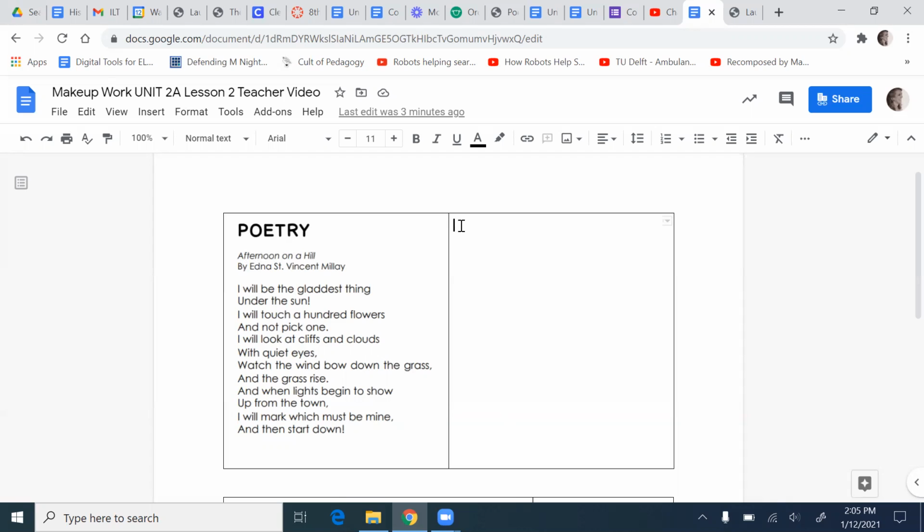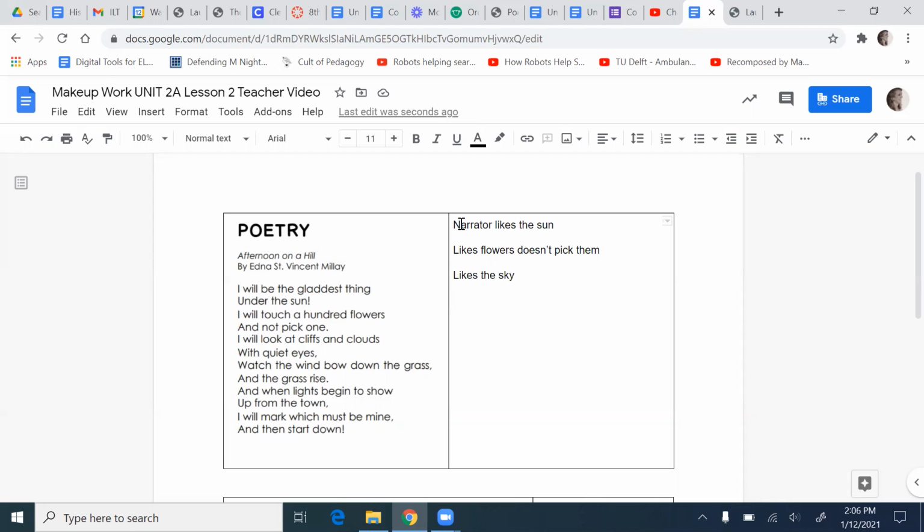I will be the gladdest thing under the sun. Okay, so the voice, the narrator, we'll call it the narrator, likes the sun. I will touch 100 flowers and not pick one. Likes flowers, doesn't pick them. I will look at cliffs and clouds with quiet eyes. Likes the sky. Watch the wind bow down the grass and the grass rise. Okay, that one's a little weird. I'm going to skip that one for right now.